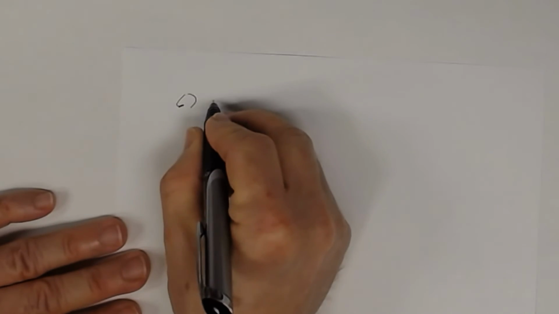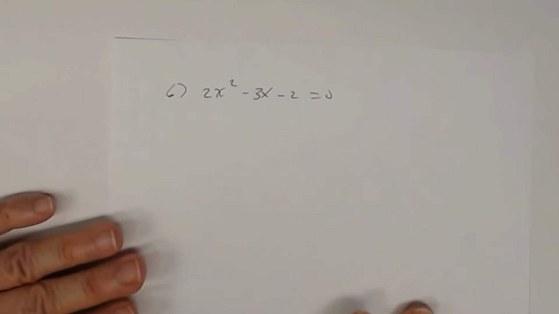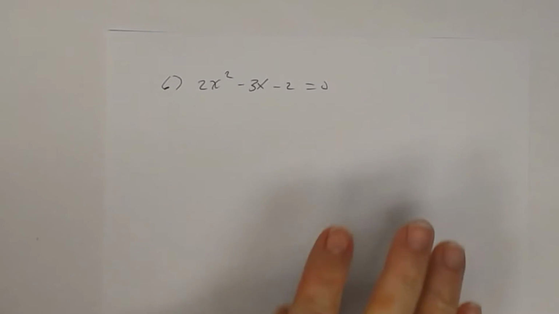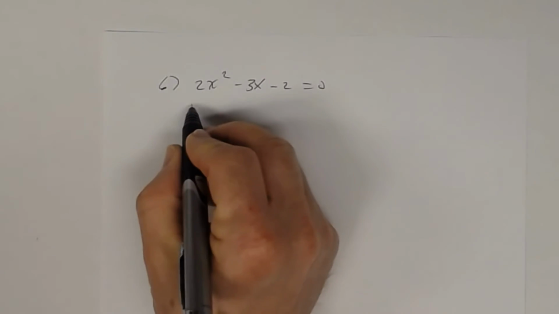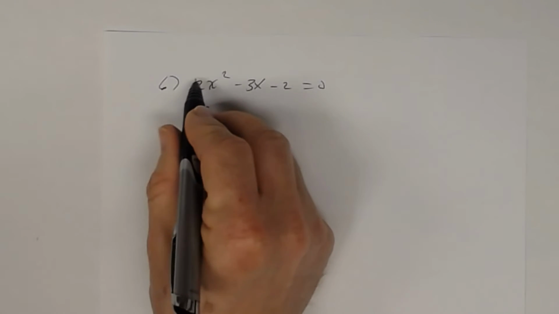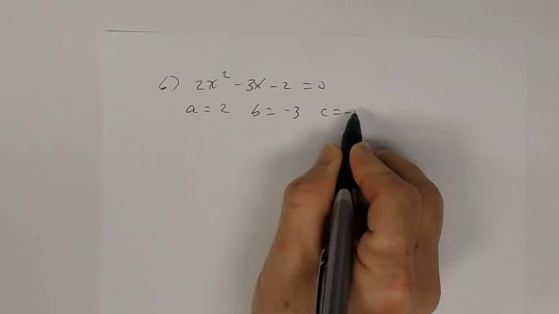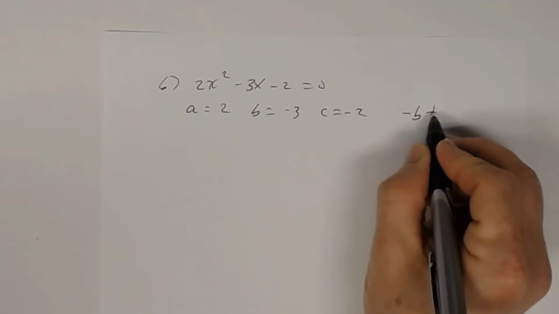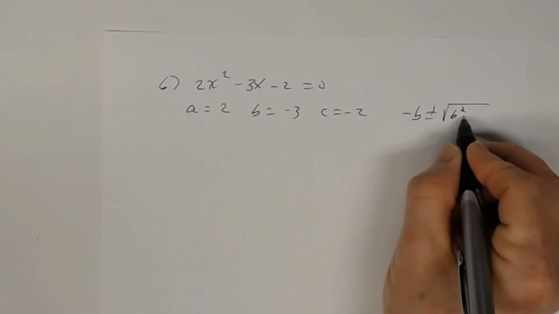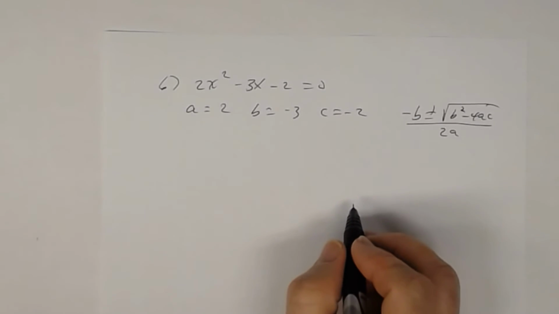In number 6, let's suppose we had 2x squared minus 3x minus 2 equals 0. All right, and so notice it's already in standard form. It's already in descending order. So let's denote a, b, and c. a is 2, b is negative 3, c is negative 2. So the quadratic formula: negative b plus and minus the square root of b squared minus 4ac, all divided by 2a.